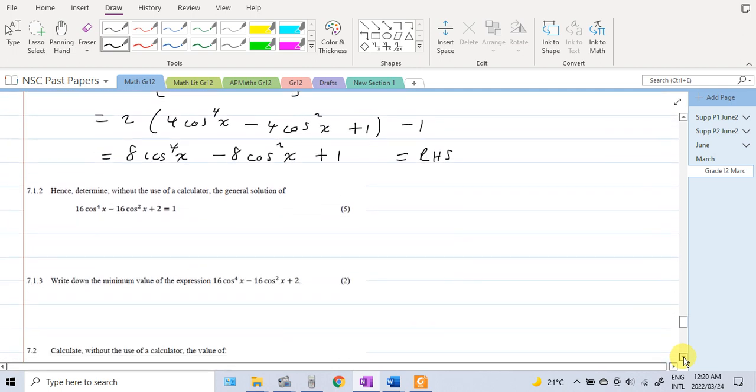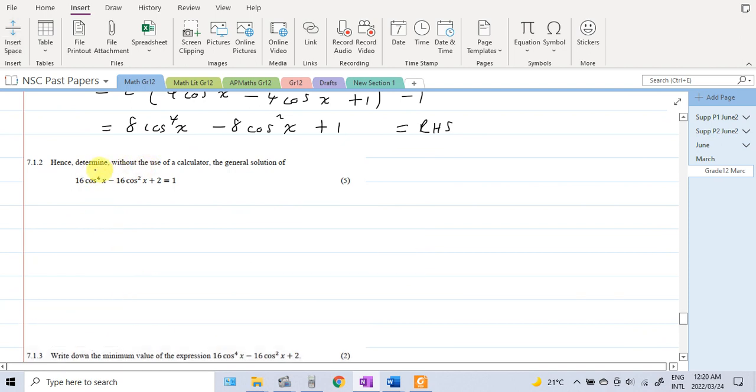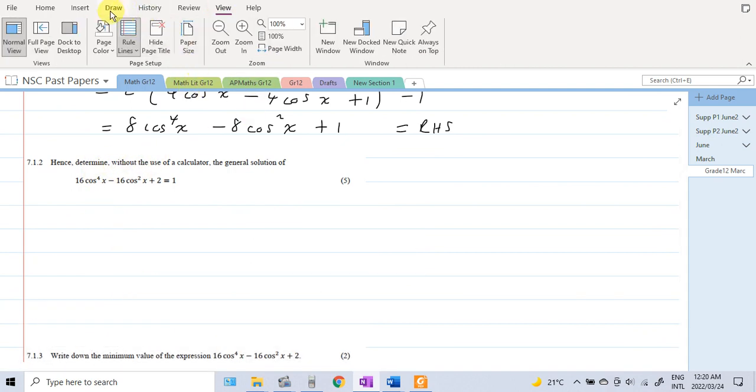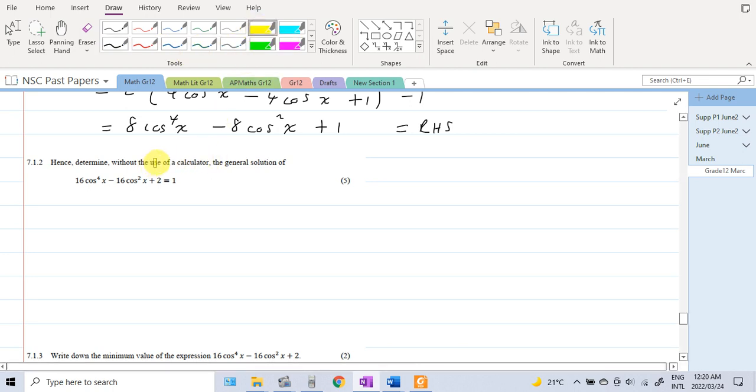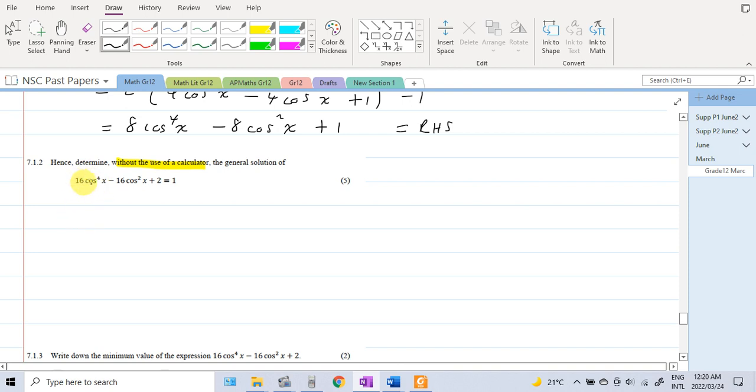Next one, since they said hence or otherwise, without the use of a calculator. When they say without the use of a calculator, it basically means you could be working with a special angle. So what we have is 16 cos to the power 4 x. So what we can do here is, look at this, we got 8 cos to the power 4 x minus 8 cos squared x plus 1, but now we got everything over here to be 16. So we're going to divide both sides by 2. So we're going to say 8 cos to the power 4 x minus 8 cos squared x plus 1 is equal to a half, because we divided both sides by 2. And this here is just basically equal to cos 4x, which is equal to half.